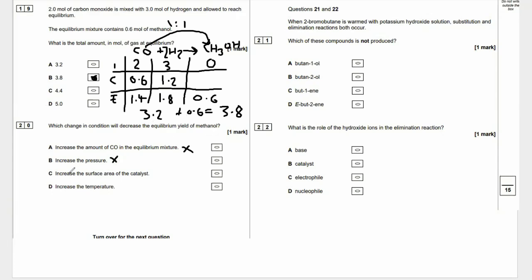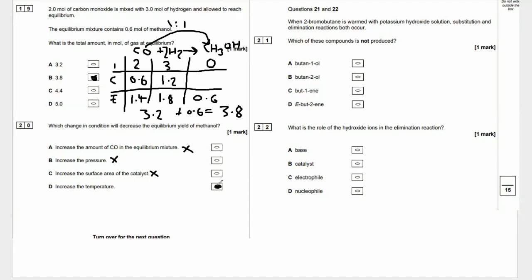Increasing the pressure is not going to decrease the yield. It's going to increase the yield. Increase the surface area of the catalyst? Well, if I increase the surface area of the catalyst, it won't affect the yield. It will increase the reaction rate, but remember, catalysts do not affect yield. And then if we increase the temperature, we'd have to know, but if I increase the temperature, yeah, booyaka.